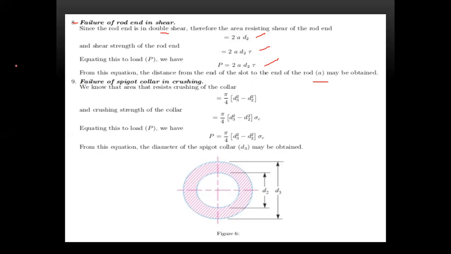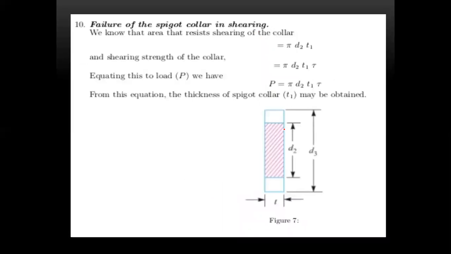Next, what is the ninth one? Failure of the spigot collar in crushing. Here, this is the formula, so applying this, P is equal to this. Now, the spigot collar in shearing: pi d2 t1 is the area, applying the strength into tau, equating with the load. With this, we can calculate the thickness t1.